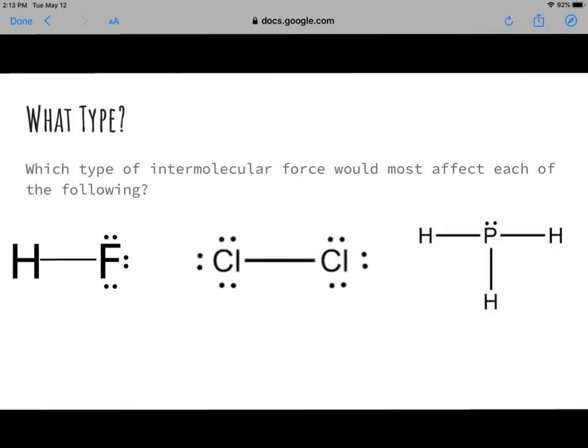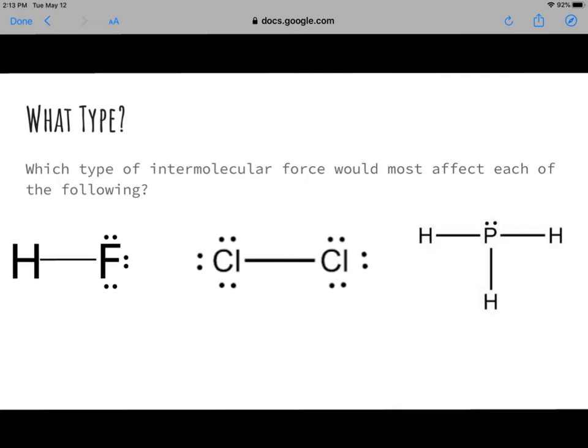All right, so now let's practice identifying which intermolecular force you would expect if you had a beaker full of each one of these molecules. So you can pause the video and take a second and try to answer it yourself. But now I'm going to go through.